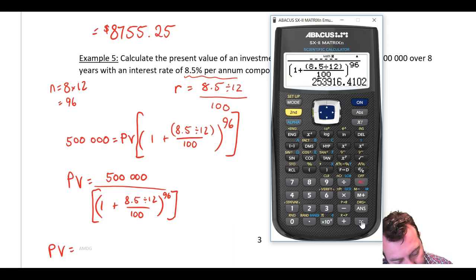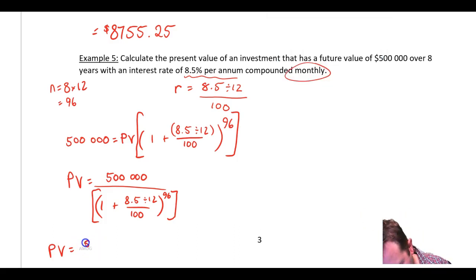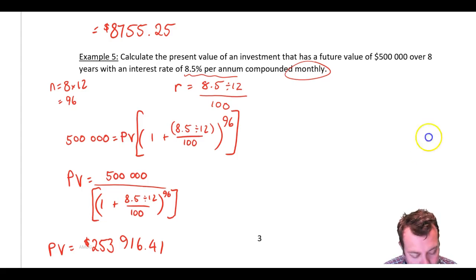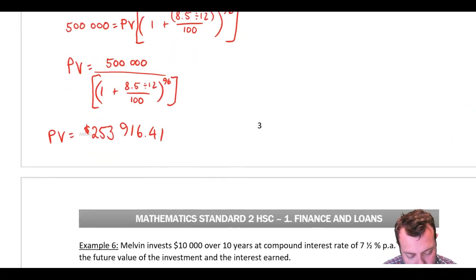Present value, $253,916.41. Okay, just check with the question that we've answered it in the form that we've been asked. Calculate the present value, and there we go. Yep, my present value is $253,916.41. We've rounded it to the nearest cent, which is pretty sensible.